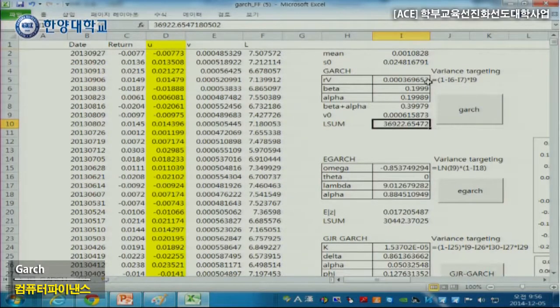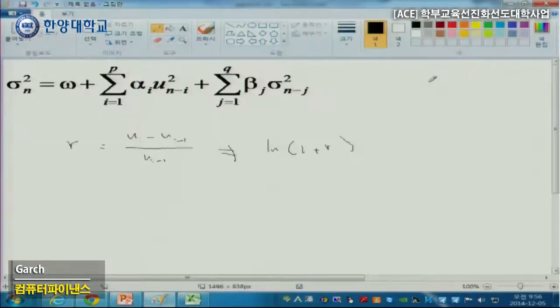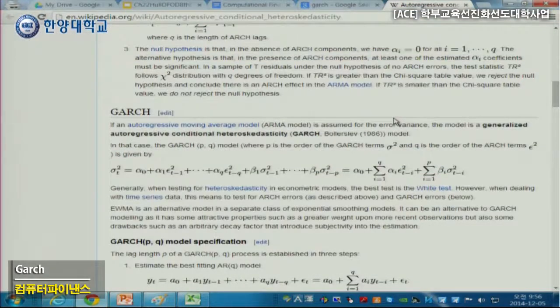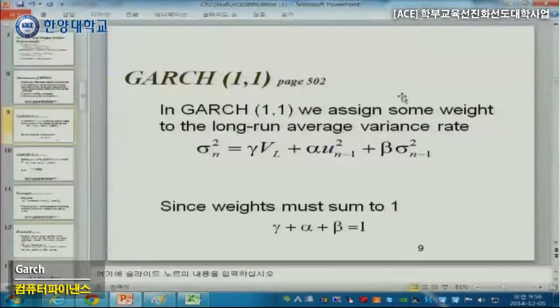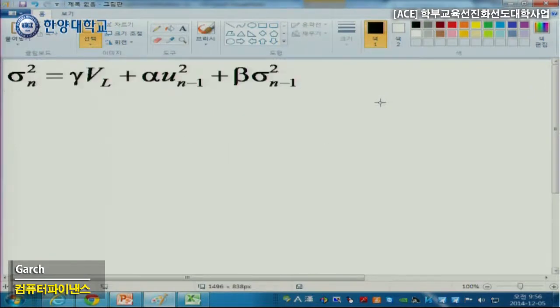Now we start with the volatility model. But before I do the volatility model, I use something called variance targeting. In the Garch 1,1 model, basically we have to estimate this one, alpha and beta. We have three parameters that maximize the likelihood. Maximizing over those three parameters is fine, but a lot of people use a trick.